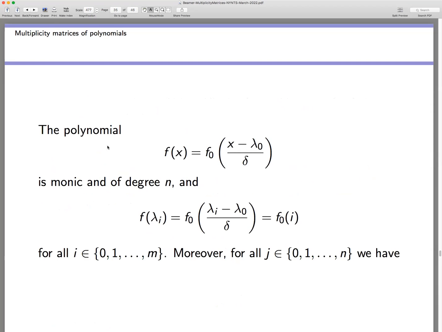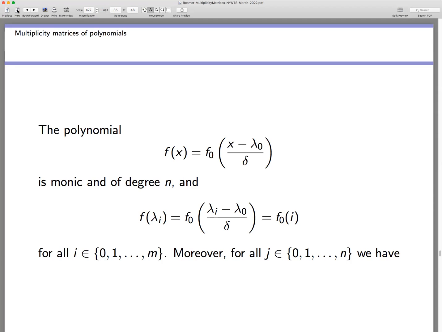And just define the polynomial f of x to be f0 of x minus lambda naught over delta. So f0, sorry, cross out the word monic. I should have put a delta at the end of front. But this is a polynomial of degree n, and f0 of lambda I minus lambda naught is, what is it? It's I times delta over delta, which is I. So f of lambda I is exactly f0 of I.